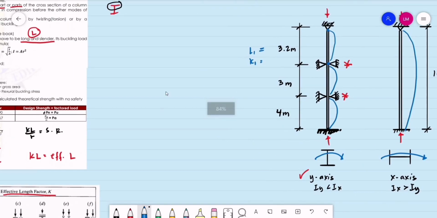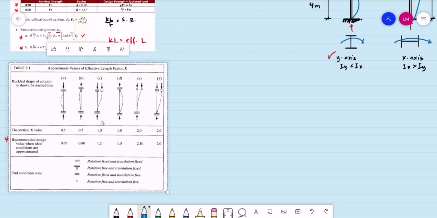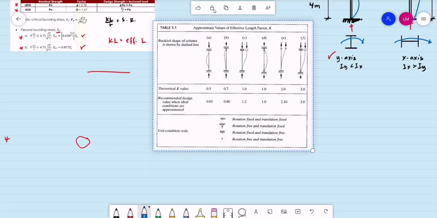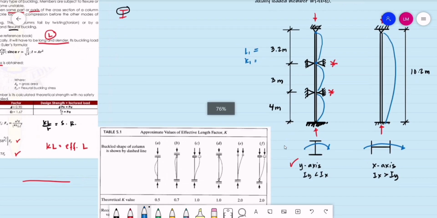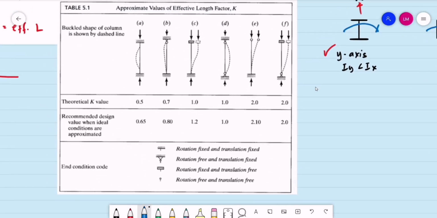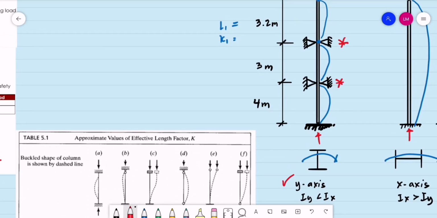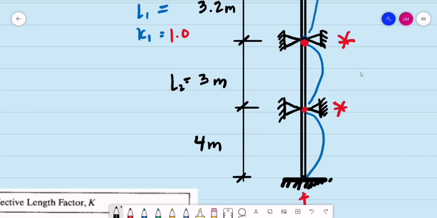If you are to check our table, or maybe we are just to transfer this table first. What will be the value of the effective length factor if both ends are pinned? For the recommended values, both ends are pinned, so we have 1.0. So the effective length factor is 1.0. Then for length number 2, that is the same as the 3 meters, and also we have pin supports at both ends. So the same, our effective length factor K sub 2 is 1.0.